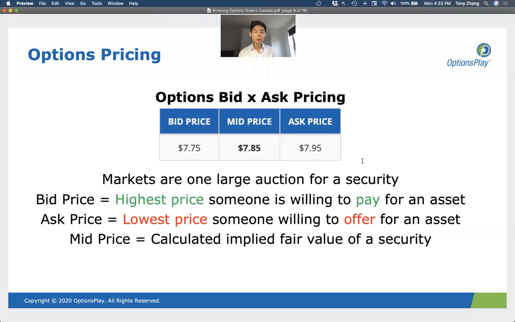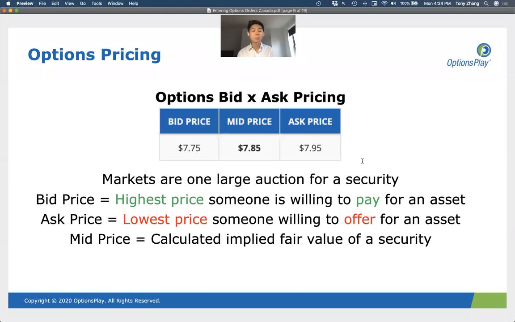The best way to think about it is that any type of market, whether we're trading stocks, options, mutual funds, futures, doesn't matter, any single asset class, any single financial instrument will always have a bid price and an asking price. And the way to think about this is that every single market is one huge auction. What we're auctioning off is a specific security, whether that security is a stock or a specific option contract or a futures contract or a currency, it doesn't matter. All markets are effectively one large auction.